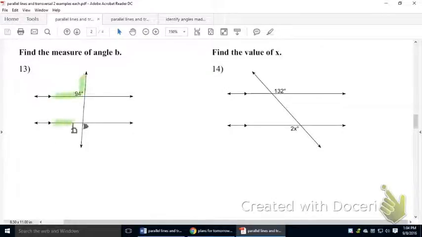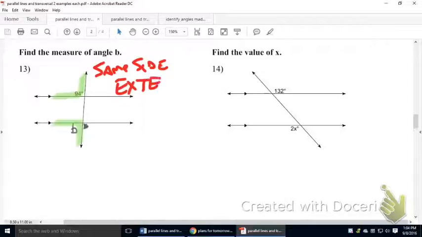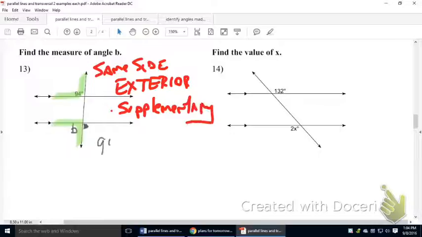Last set here. This time they're both on the same side of the transversal, but they're on the exterior, so same side exterior. This was the one that we had a little issue with in first period, but we've got it straight now. We know that same side exterior angles are supplementary, so once again, together they have to equal 180 degrees.